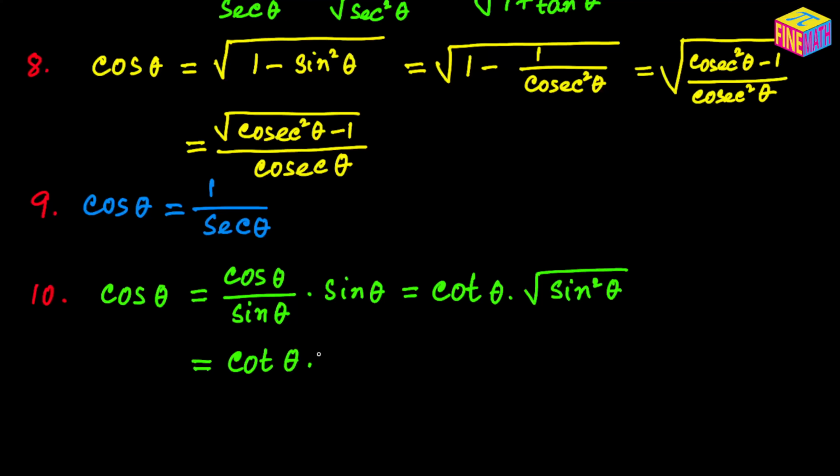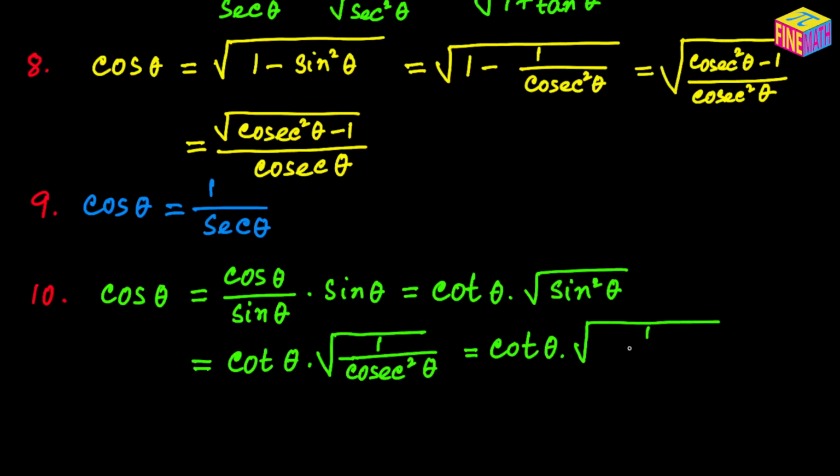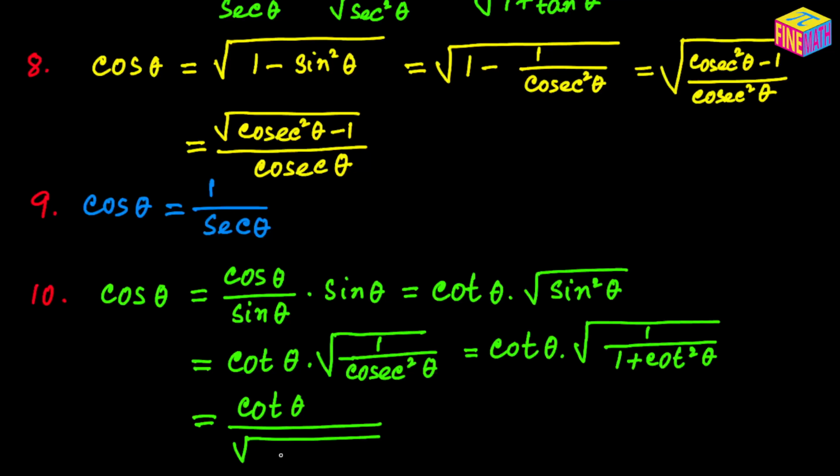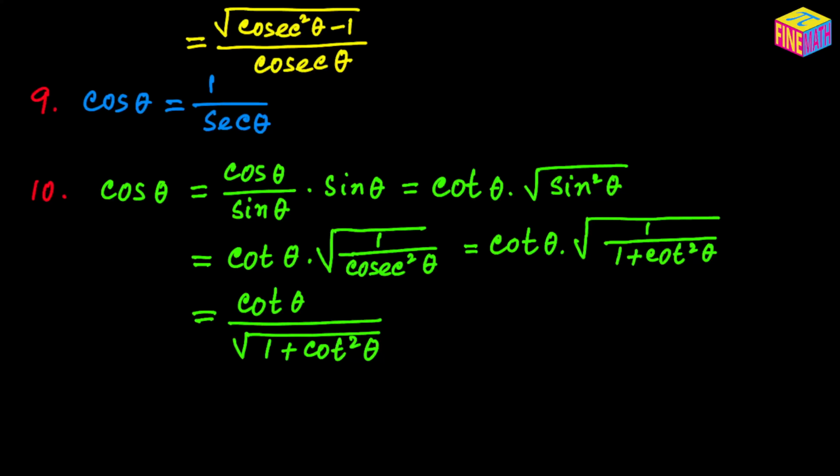theta times, can we say that this is square root of 1 over cosecant squared theta, and then this will be equal to cotangent theta times square root of 1 over cosecant squared theta, which is equal to 1 plus cotangent squared theta. So then we can finally write it as, in the numerator we are going to have cotangent theta and square root of 1, so it will be just cotangent theta, and then in the denominator we are going to have square root of 1 plus cotangent square theta, right? So now you see cosine theta has been written in terms of cotangent of theta.